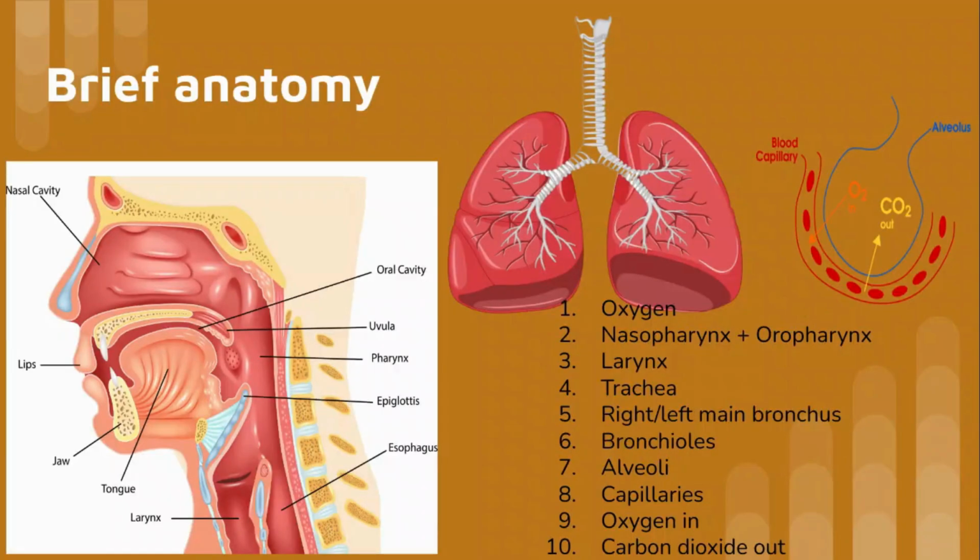Okay. So this is just another one, which I've detailed and written down. So oxygen enters, goes through the nasal cavity and oropharynx, gets to the larynx, the trachea, the right and left main bronchus, the bronchioles, the alveoli, diffuses into the capillaries, then oxygen goes in, carbon dioxide out.